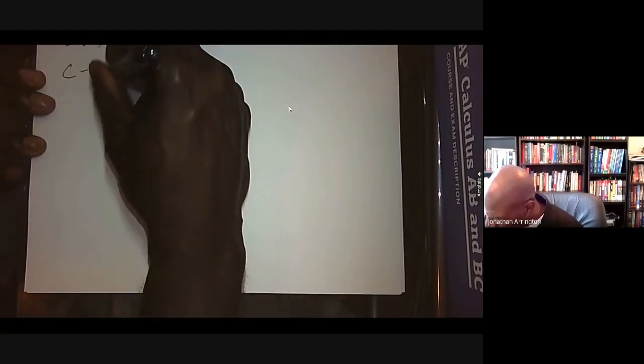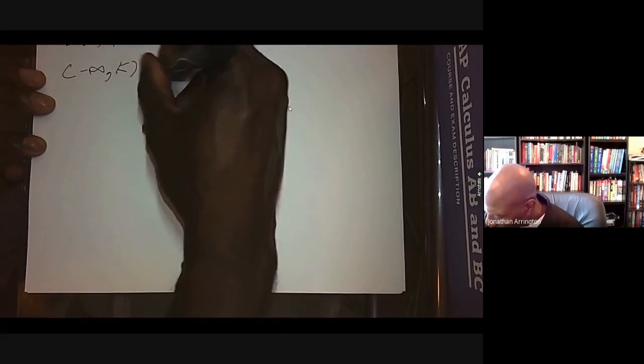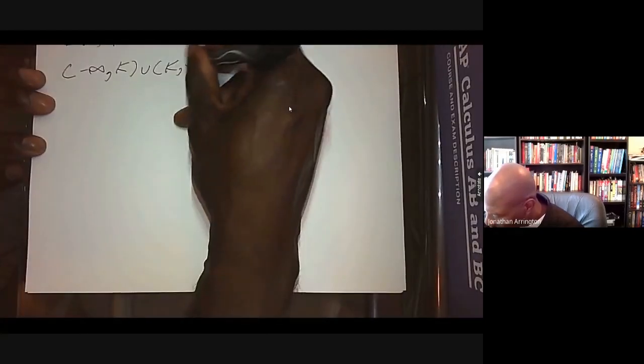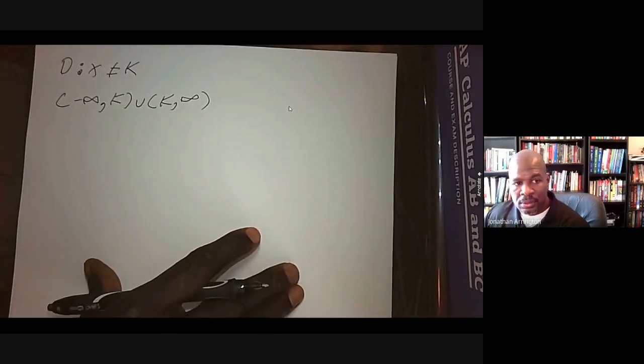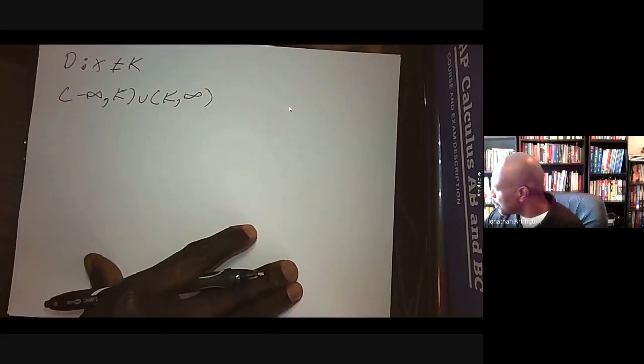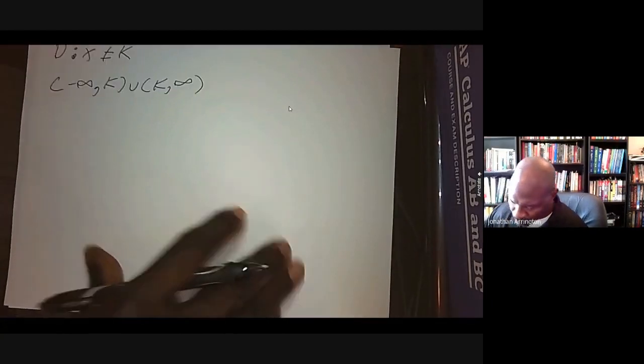In fact, in general, if our domain is that x is not equal to k, then the interval notation would be negative infinity to k, union k to infinity. So that should be pretty easy to understand.